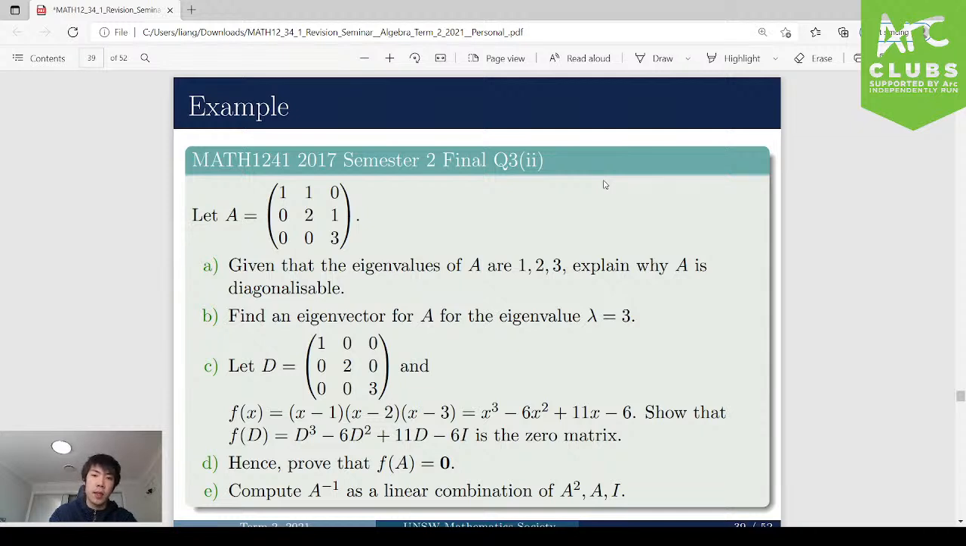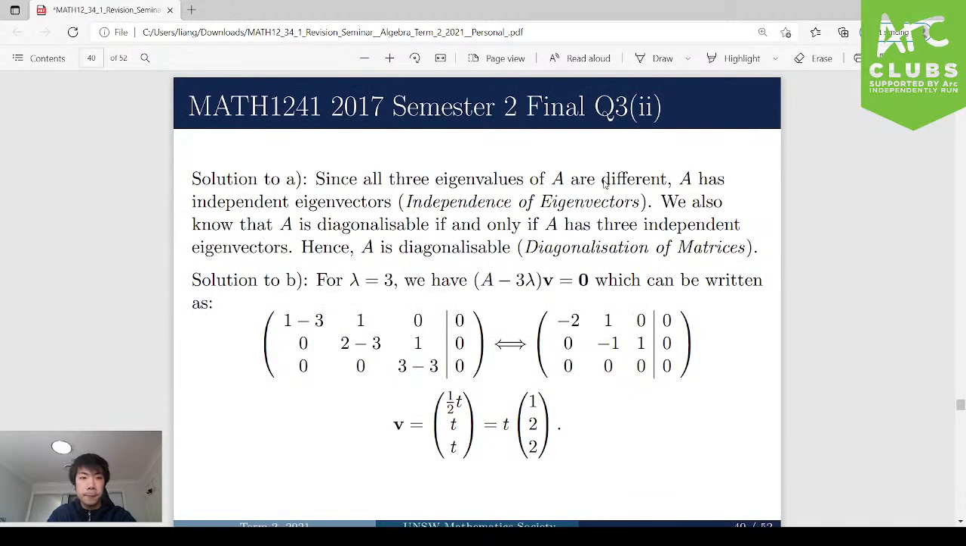And by definition, this means that A will be diagonalizable, because there are 3 eigenvectors that are linearly independent for a 3 by 3 matrix. Okay. Part B: find an eigenvector for A for the eigenvalue lambda equals 3. Well, we'll have a quick look at that.